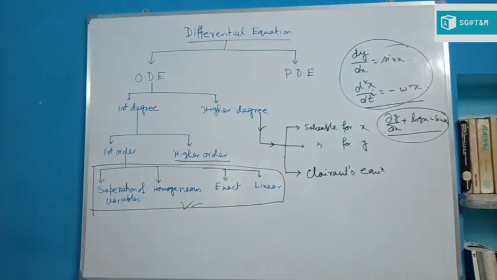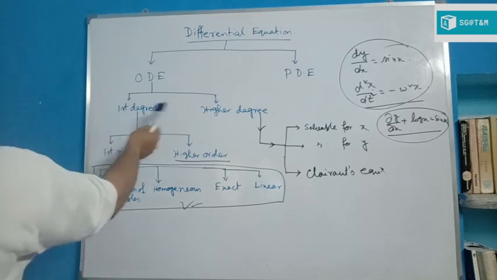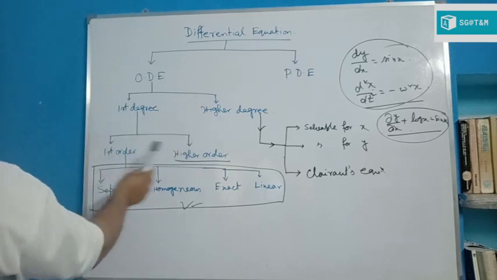So differential equation can be divided first into ordinary and partial. It is known to all of us now. Ordinary differential equation contains ordinary derivative, and partial differential equation contains partial derivative. Now this is the first degree and higher degree, first one. Then first order, higher order.